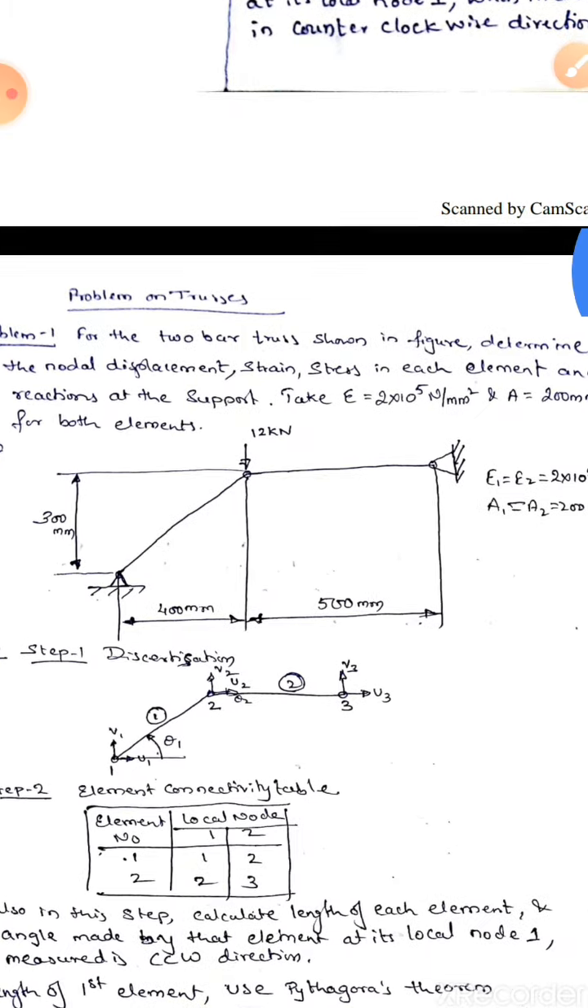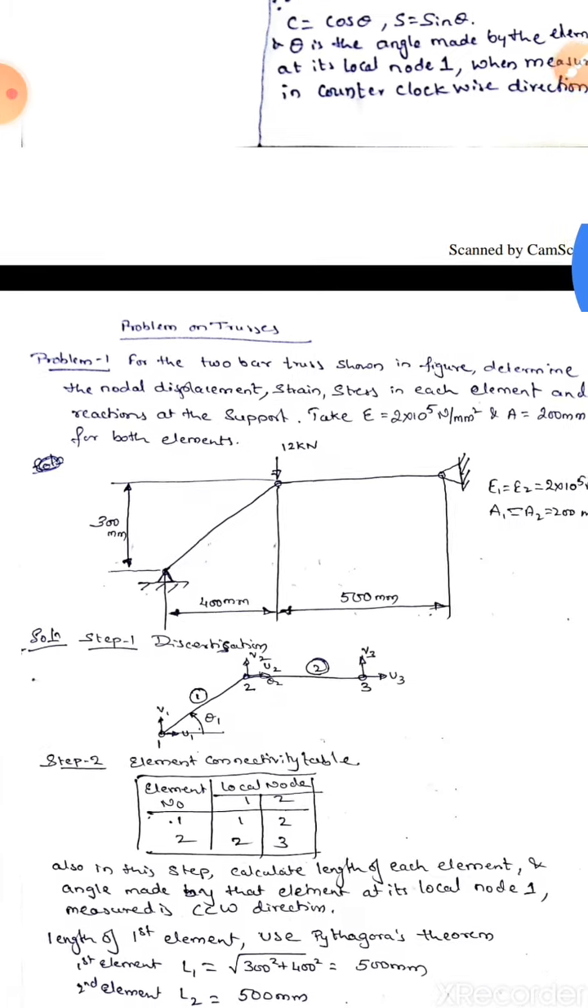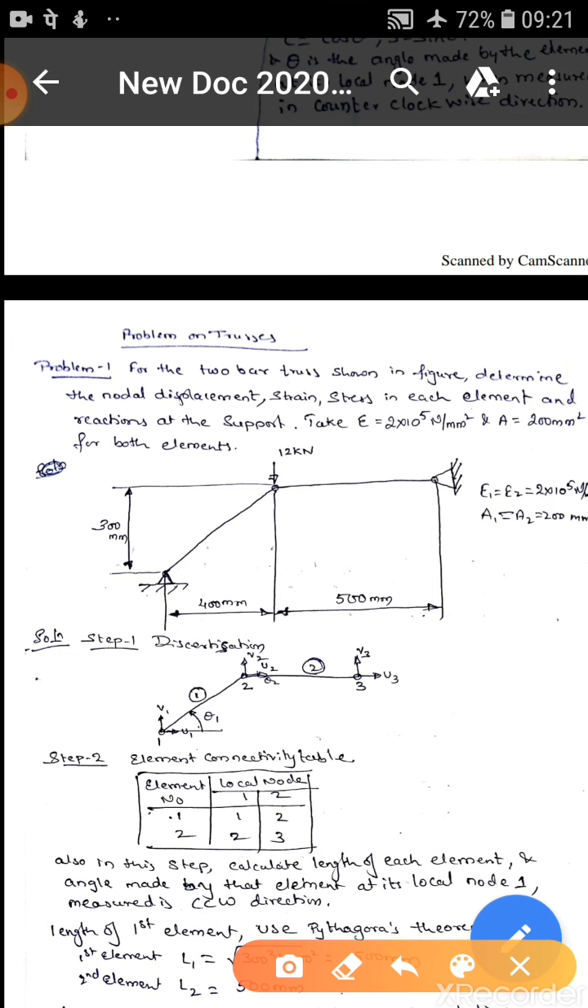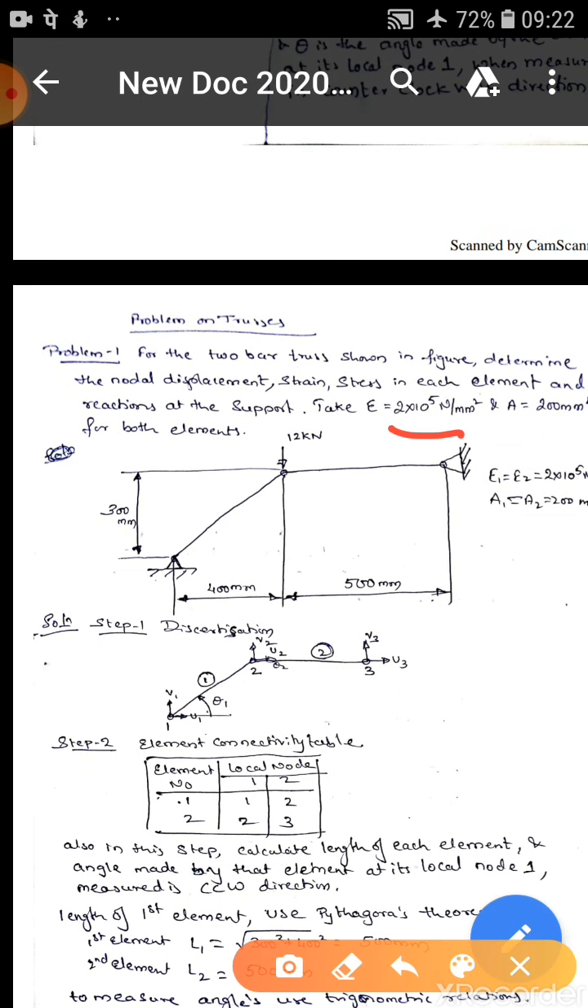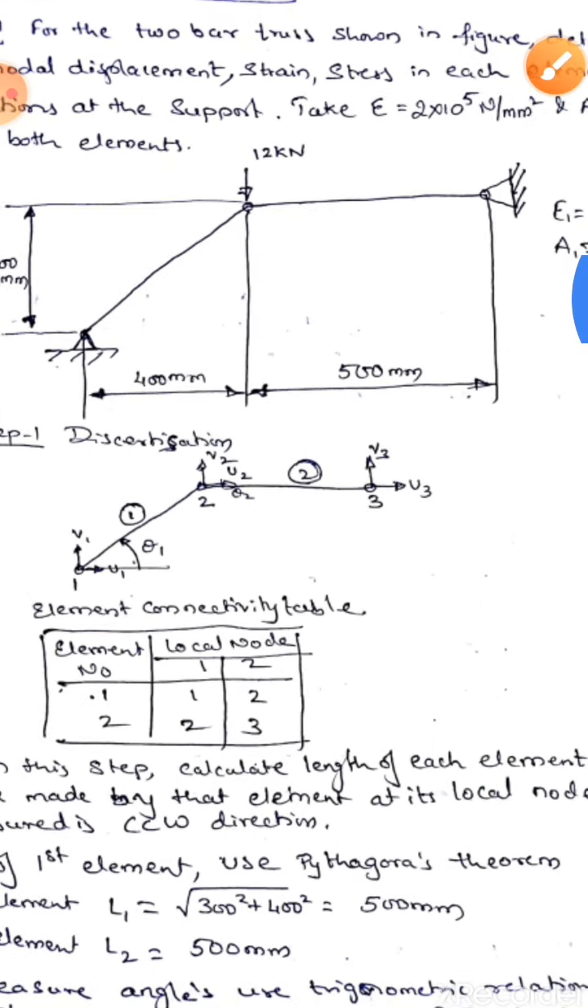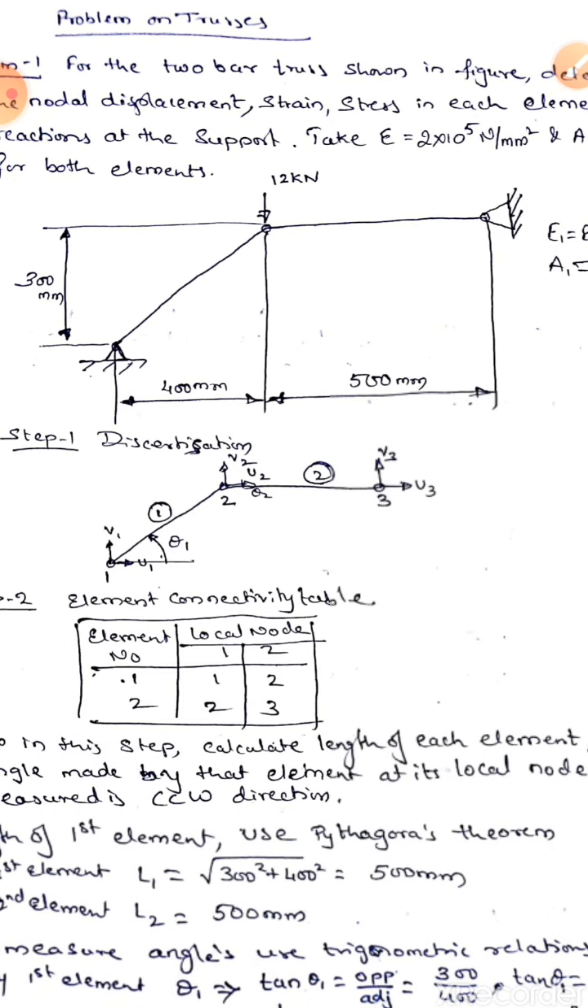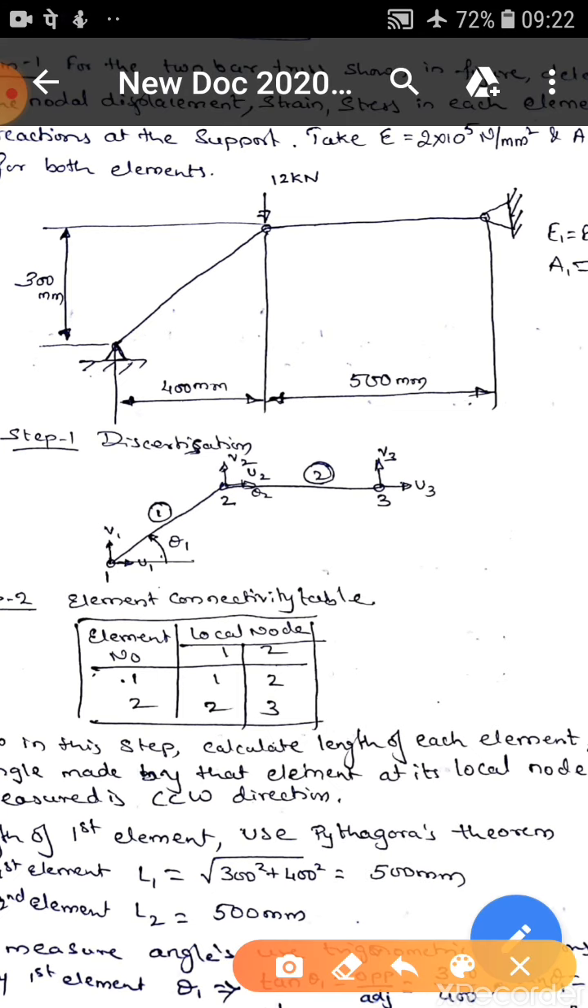What's the problem? There is a 2-bar truss shown in the figure. Determine the nodal displacement, strain, and stress in each element, and also the support reactions. Take Young's modulus E as 2 into 10 raised to 5 Newton per mm square. The area they have given as 200 mm square. This is the figure they have given you. Now from this you need to determine all the things that are necessary.